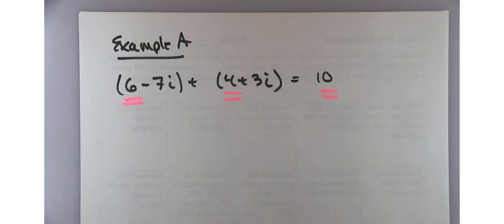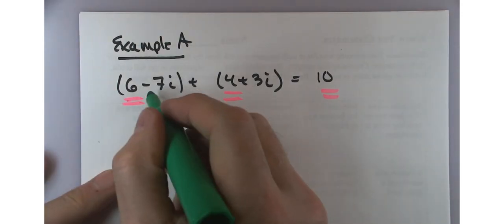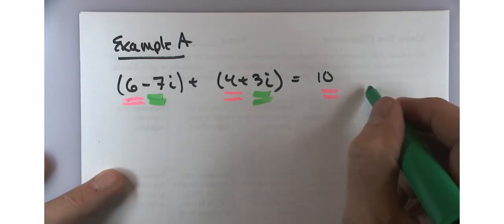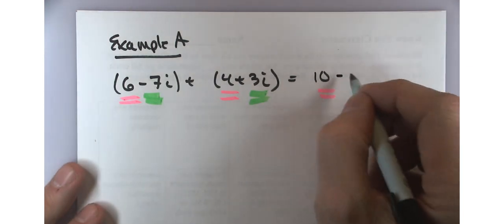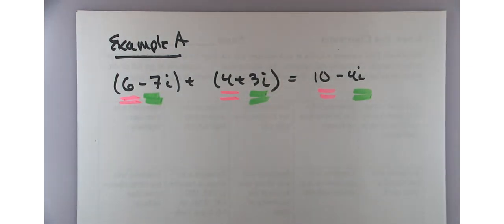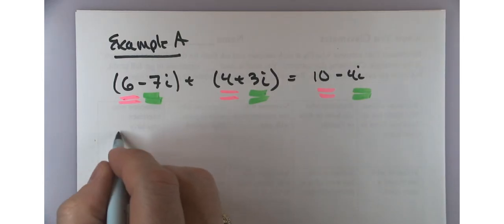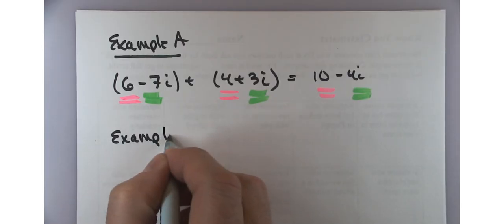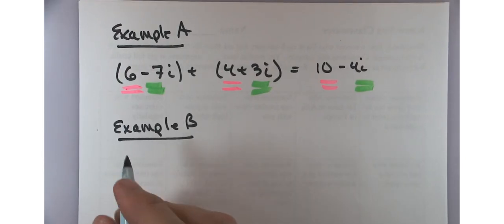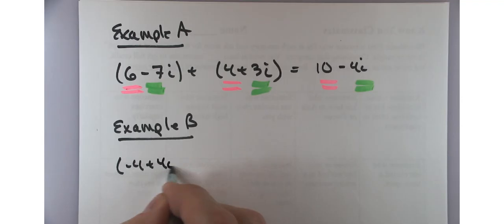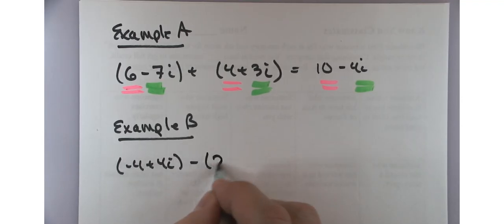What else do I got? Well, I've got a minus 7i and a plus 3i. What's minus 7 plus 3? Awesome, thank you. Minus 4i. There, done. You've combined two complex numbers. Now, kind of in a reminder to some of the work that we did with subtracting rational expressions in the last section, let's take a look at subtracting a couple complex numbers. Negative 4 plus 4i minus 2 minus 5i.